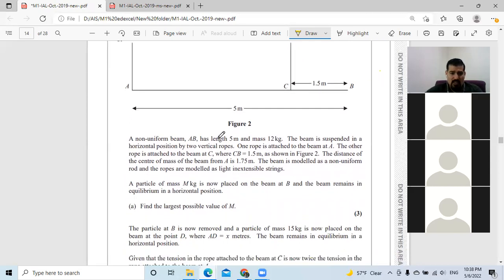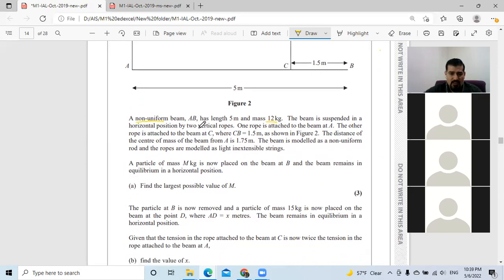A non-uniform beam AB has a length of 5 meters and mass of 12 kilograms. The beam is suspended in a horizontal position by 2 vertical ropes. One rope is attached at A and the other rope is attached at C. They give us that CB is 1.5 meters. As shown in the figure, the center of mass is not exactly in the middle at 2.5, it's 1.75 meters away from A.